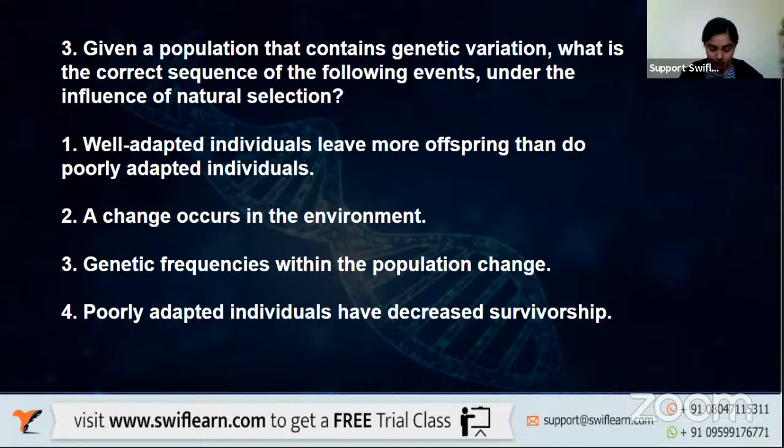And what does the sequence say? It says 2413. So 2 is a change occurs in the environment. Then poorly adapted individuals have decreased survivorship. Then well-adapted individuals leave more offspring than do poorly adapted individuals. And then genetic frequencies within the population change. So here we are done with putting the events in the correct order.